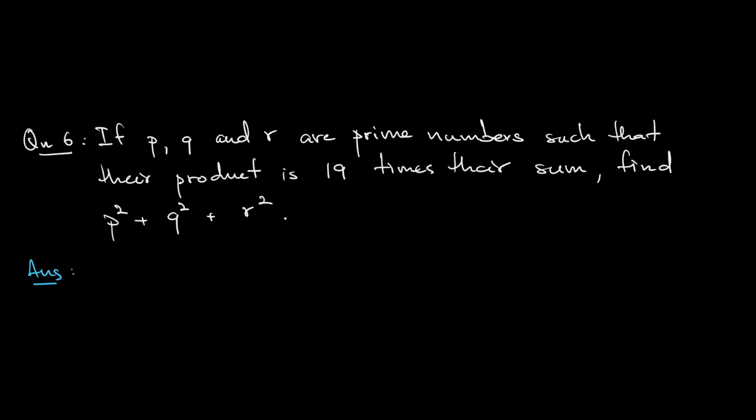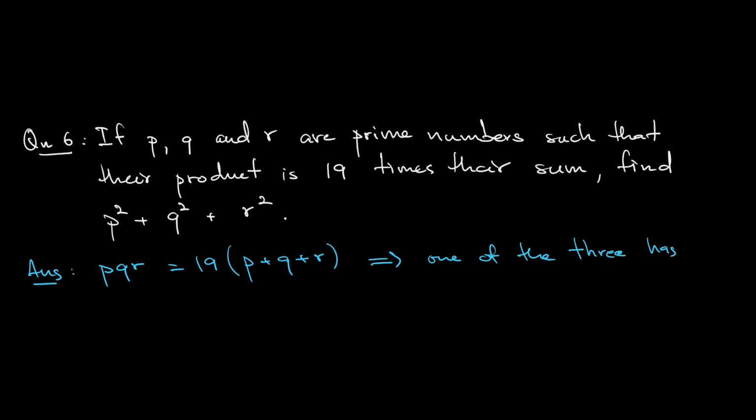So just follow what the question said. Product is equal to 19 times the sum. Okay, because P, Q and R, each of these is a prime number, meaning that one of the three has to be 19, correct? So without loss of generality, let's just say that R is 19. It can be any one of these, right? It can be P, can be Q, can be R, anything. So let's just say R is 19.